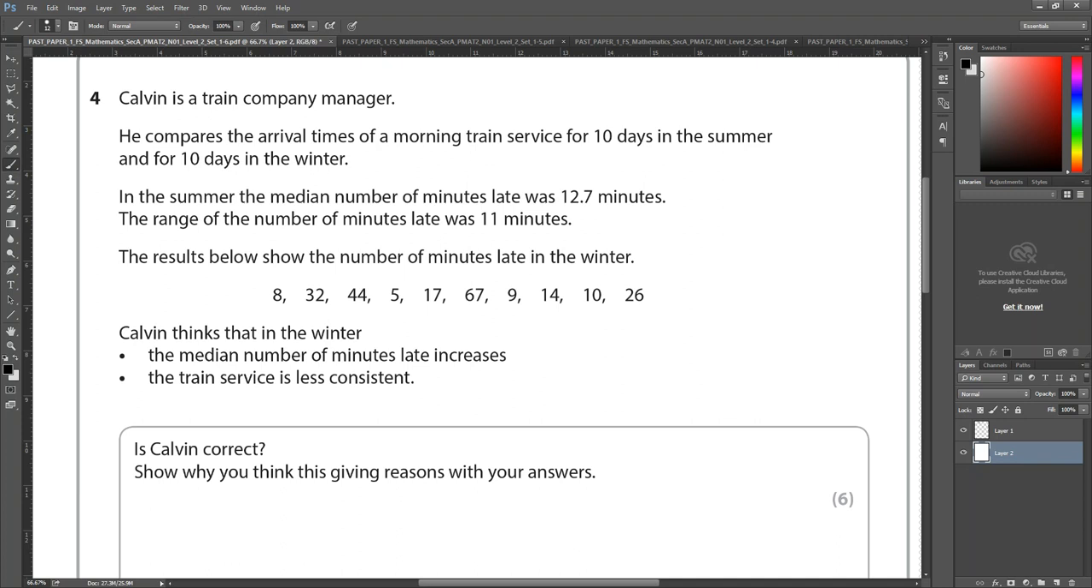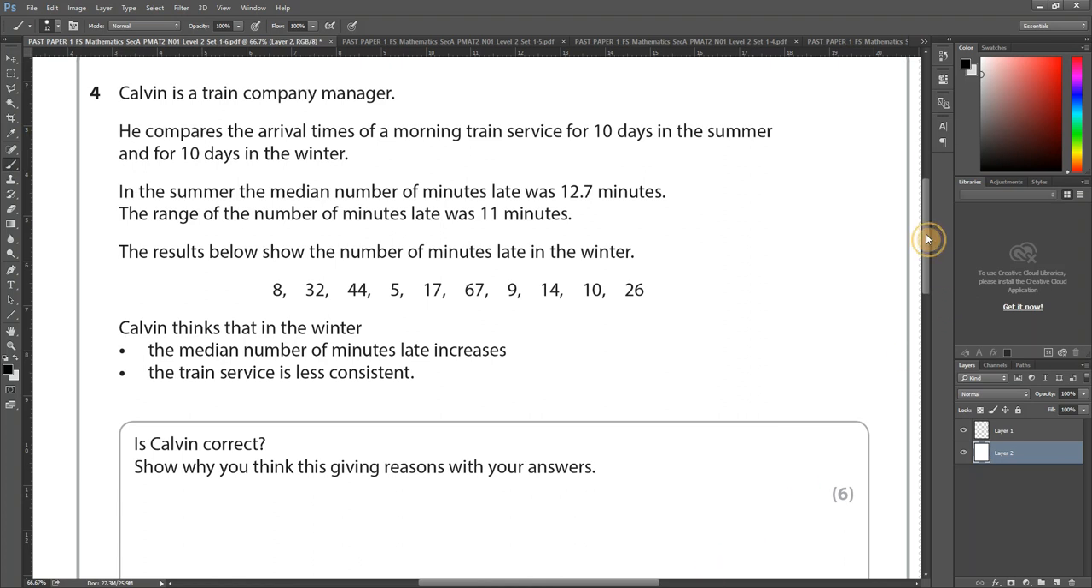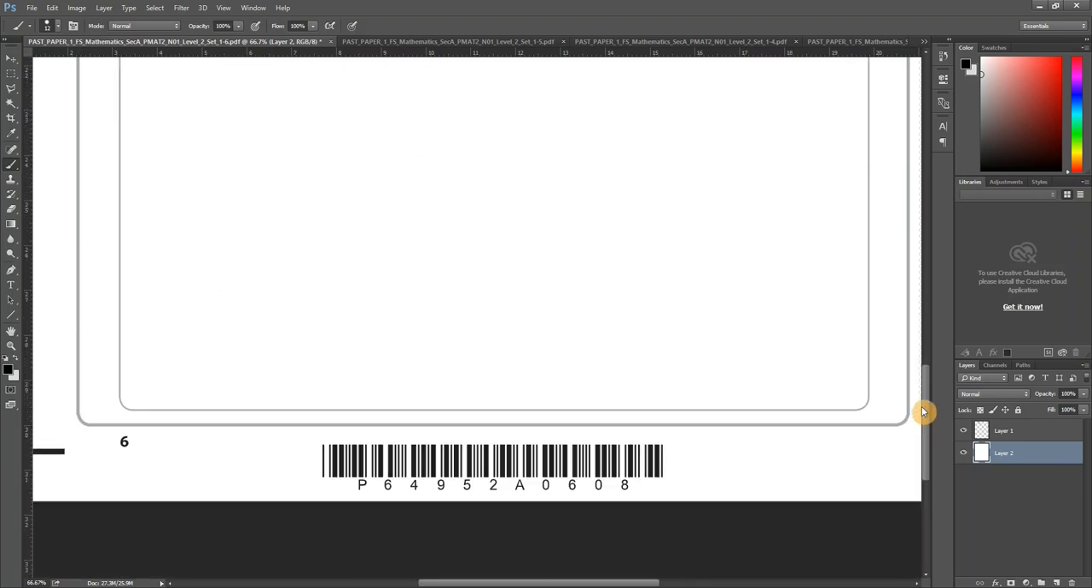Calvin thinks that in the winter, the median number of minutes late increases. The train service is less consistent. Is Calvin correct? Show why you think this. Giving reasons with your answers. 6 marks. Wow, a lot of marks for one question. And they give us loads of space.